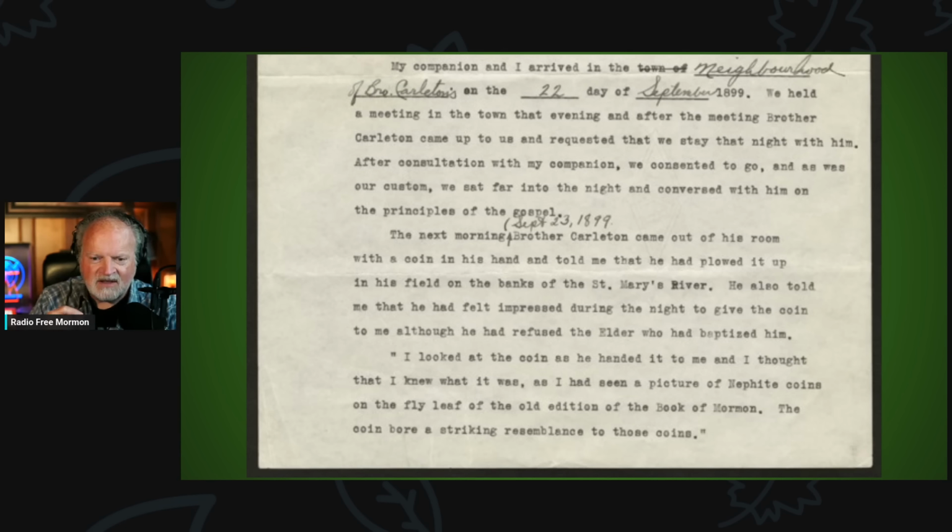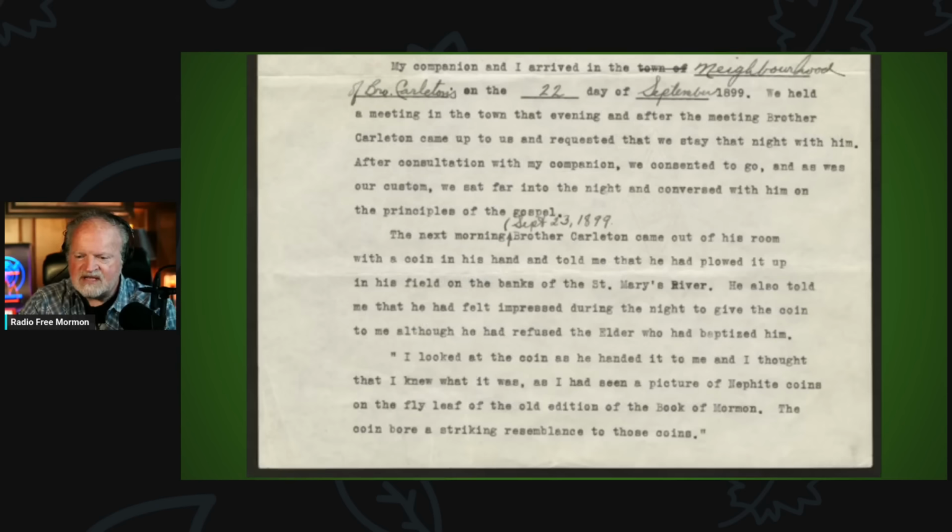to find this and I couldn't. They had pictures of coins that are denominated Nephite coins. And he says, strangely enough, this coin looks like it. Now, I'm going to guess that whatever the pictures were on the flyleaf of the old Book of Mormon that had Nephite coins, those weren't Nephite coins, but it would give a good pattern maybe to create a coin to look like and pass off as a Nephite coin. The coin bore a striking resemblance to those coins. Wow, what a shock. They actually look like the Nephite coins that weren't Nephite coins on the cover of the Book of Mormon.